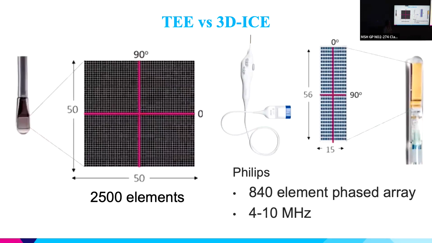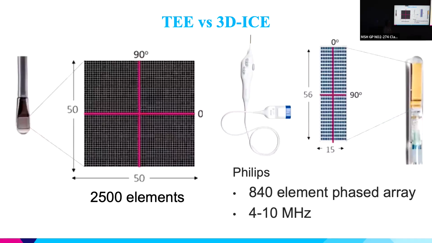There is also 3D ICE, which you may see pictures of. It's not in our cath lab, but you should be familiar with 3D ICE. The crystals are formatted differently than in the TE probe. In our TE probe, the crystals are aligned in a grid. It's a 50 by 50 grid, so 2,500 elements are available for imaging. That's why our images are so crisp.